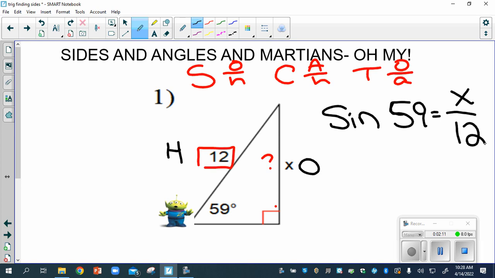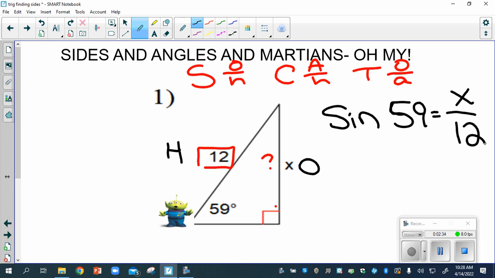Did you see where I got all that stuff from? The O was my opposite, it's x. The 12 was my hypotenuse. If you can do that, you are pretty much done. Your calculator in about 2 seconds is going to do all the work for you. There's only one thing I've got to say. I'm solving for x. I want x alone.